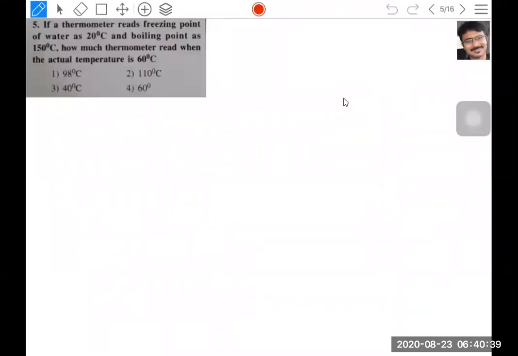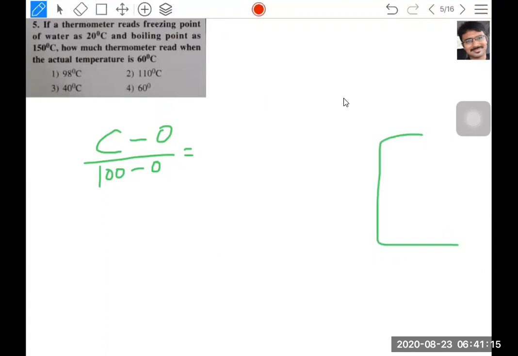Next. Thermometer reads the freezing point of water as 20 degrees centigrade. Generally, for the centigrade scale, because options are given in centigrade, it means (C minus 0) by (100 minus 0). But what happened here? If you observe the question, the thermometer reads the freezing point as 20 degrees. Thermometer reading freezing point 20 degrees means lower fixed point 20, so it is a faulty thermometer.